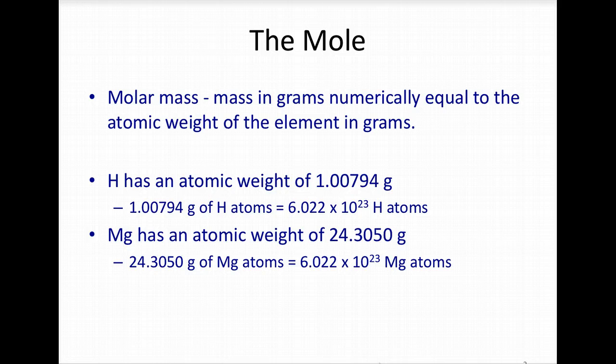Molar mass is the mass in grams numerically equal to the atomic weight of the element. Hydrogen, as we saw from the periodic table before, has an atomic weight of 1.00794. Those many grams, 1.00794 grams, contains 6.022 times 10 to the 23rd hydrogen atoms. Magnesium has a different atomic weight of 24.3050. But guess what? That many grams contains 6.022 times 10 to the 23rd magnesium atoms.